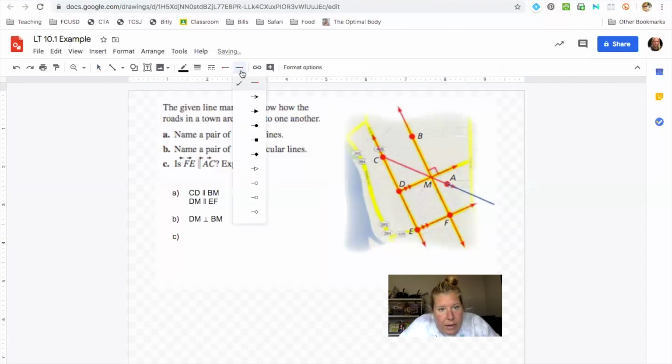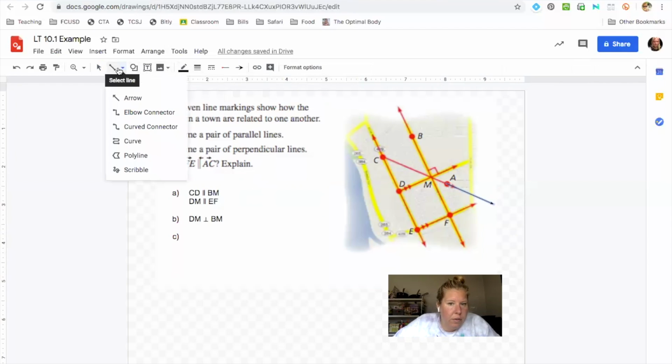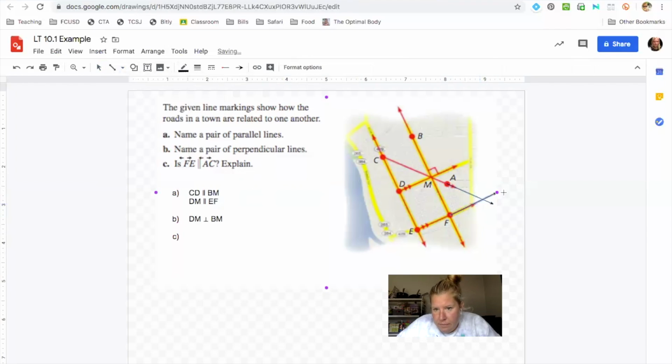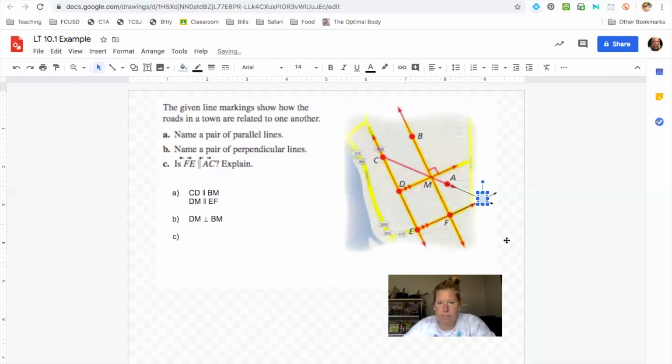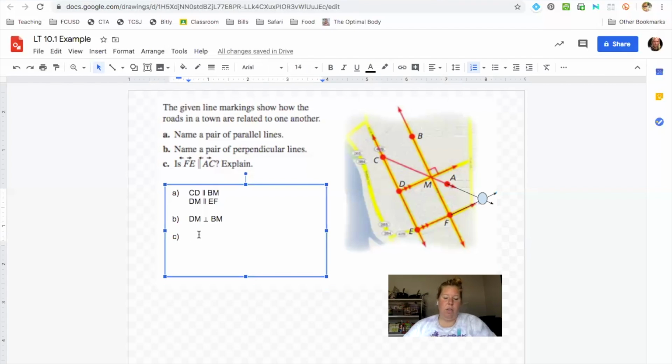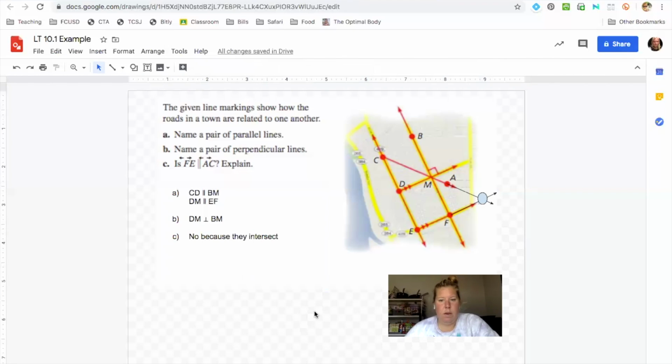But when I create a line that goes further for CA, and I create a line that goes further for EF, they do intersect right here. Okay. So are they parallel? No, because they intersect. Okay.